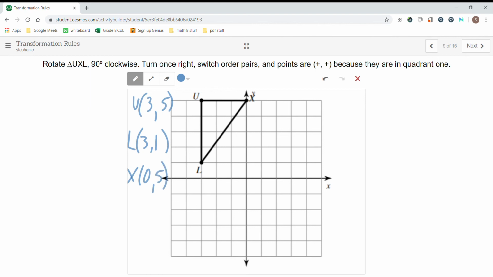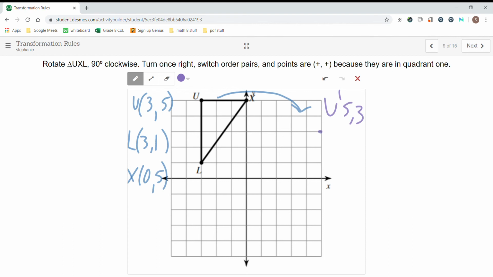Now I have left off the negatives for right now, just so that you can see what happens with the numbers. When I switch to 90 degrees, and also it's 90 degrees clockwise, I'm going over into this quadrant. Everything over here is going to be positive, so I don't need to worry about flipping all those negatives around. All I need to worry about is switching the X and Y. So U prime is going to be 5, 3. So I'm going to go over 5, 1, 2, 3, 4, 5, up 3, 1, 2, 3. Here is U prime.